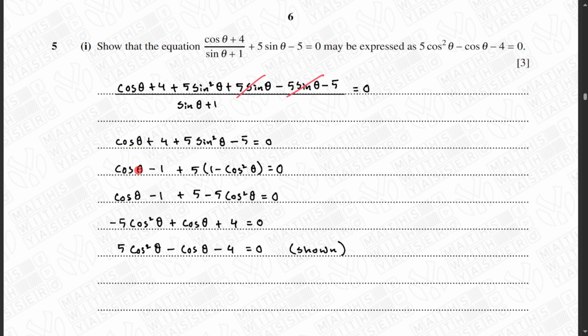So simplifying this further, we get cos theta minus 1 plus 5, and we can manipulate sin square theta as 1 minus cos square theta. So this becomes cos theta minus 1 plus 5 times negative cos square theta, which is negative 5 cos square theta. So we can rewrite this equation as 5 minus 5 cos square theta plus 4 equals 0. And then we can multiply both sides of the equation by negative 1, and we get 5 cos square theta minus 4 equals 0. And this is the expression that they are looking for.